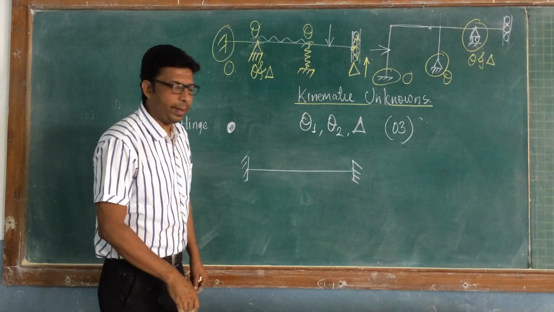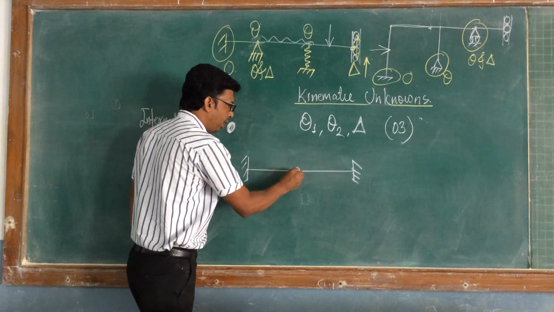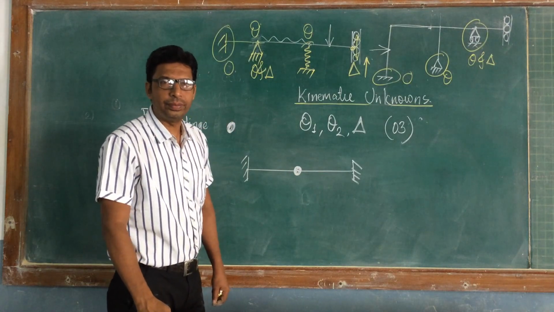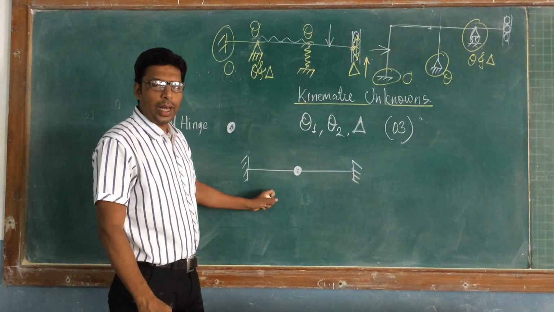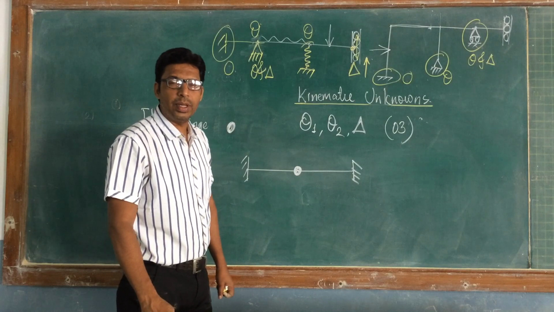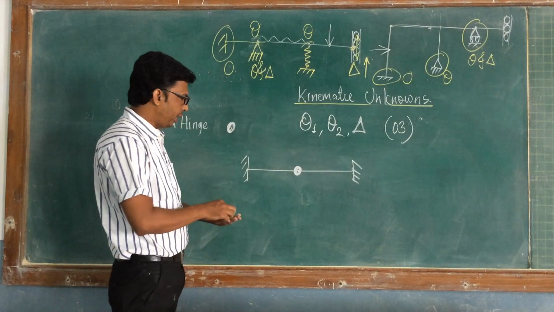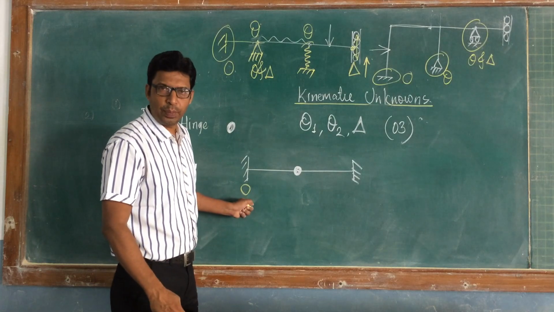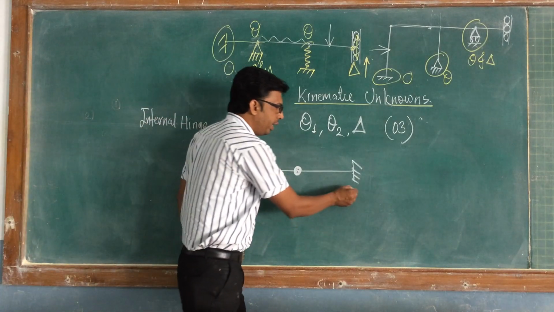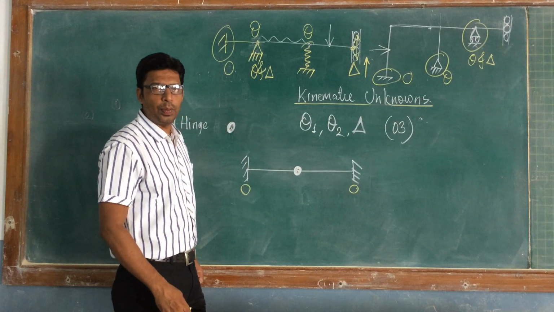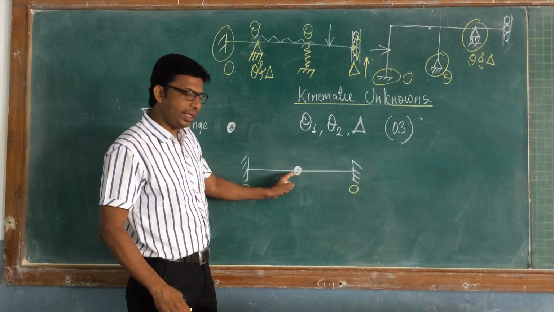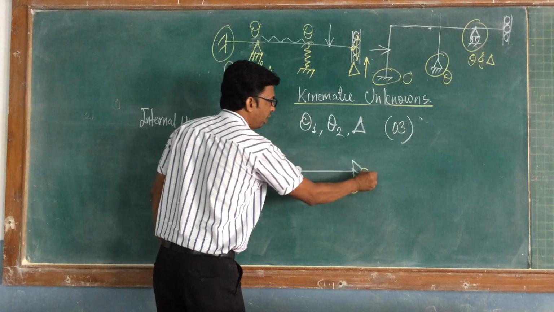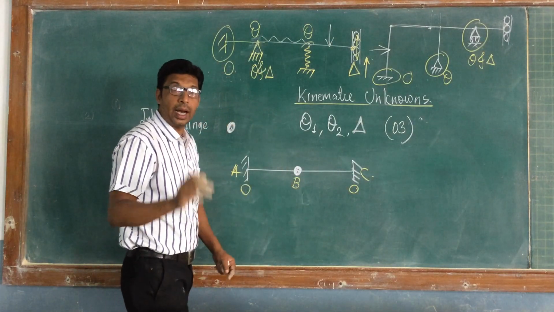if you take one fixed beam, it has one internal hinge. Now if you want to calculate the degree of kinematic indeterminacy of this beam, it is 0 at the left fixed support because it is fixed. It is 0 at the right fixed support. Now at this point, there are three unknowns.